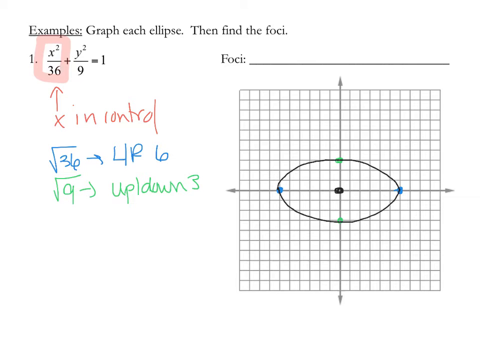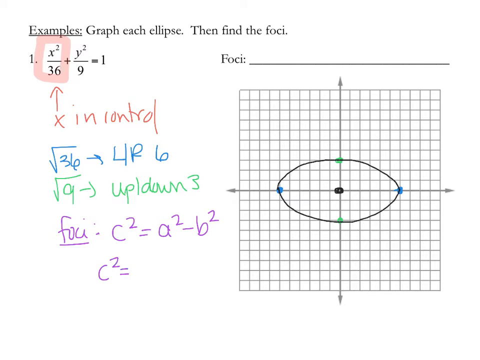The last thing we have to be able to do is find the foci. We have to use the formula to do that. So to find the foci, the formula looks a little familiar. It's c squared equals a squared minus b squared. It almost looks like Pythagorean theorem, but is not quite.